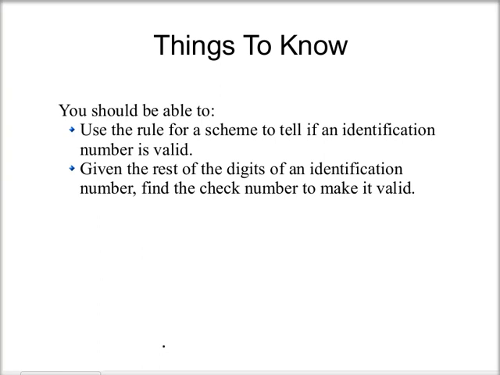That finishes up section 16.1. The things you should know: you should be able to use the rule for a scheme to tell if an identification number is valid. Also, given the rest of the digits of an identification number, you should be able to find the check number that will make it valid.